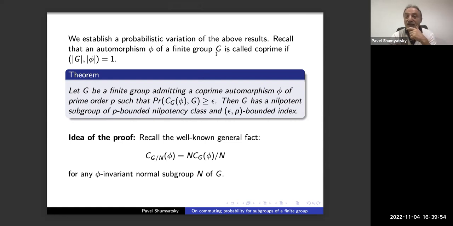But I say kind of generalization because in this case, we really need to assume that the automorphism is coprime. If it's not coprime, I don't know if the result holds.